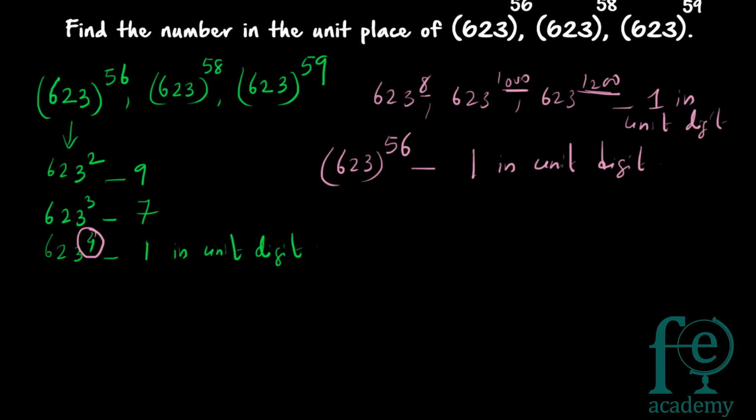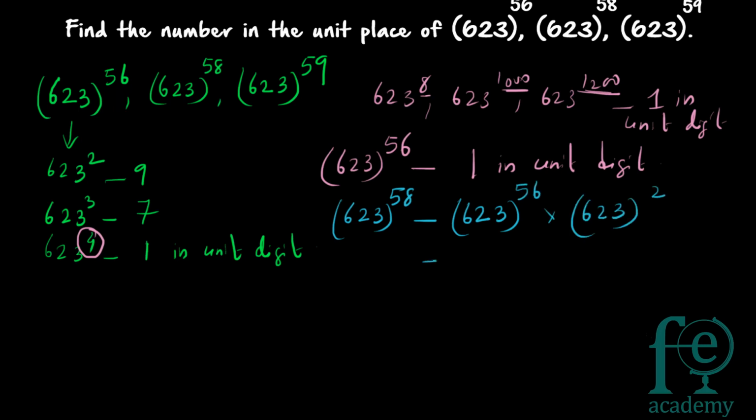Then what about 623 raised to 58? For that you have to split it up and write it in terms of the nearest multiple of 4. So 623 raised to 58 can be written as 623 raised to 56 into 623 square. This 623 raised to 56 will be having 1 in the unit digit, and 623 square will be having 9 in the unit digit, since 3 into 3 is equal to 9. So totally 623 raised to 58 will be having 9 in the unit digit.